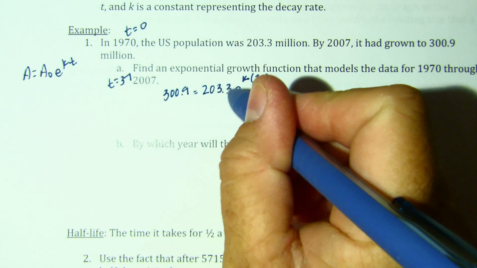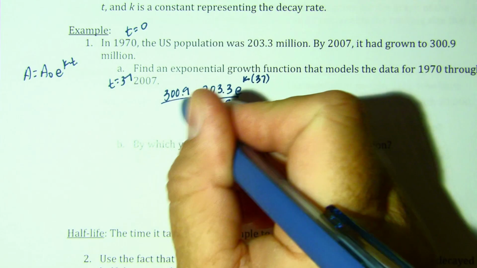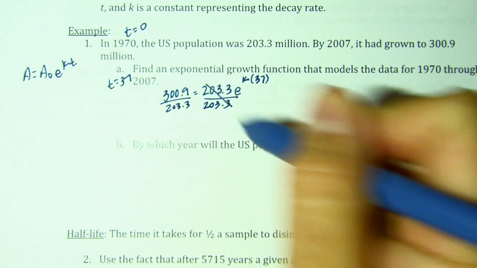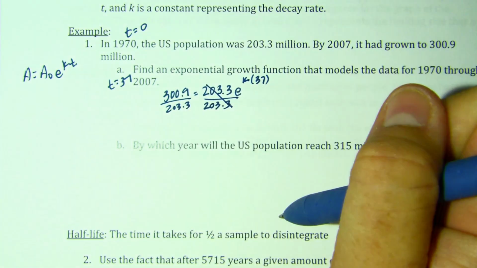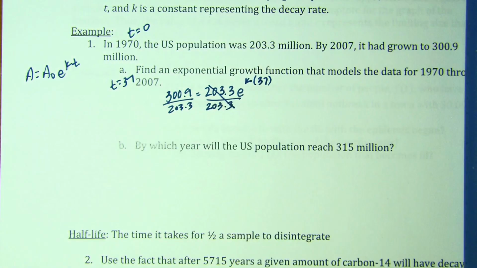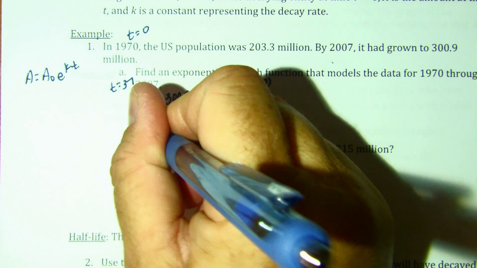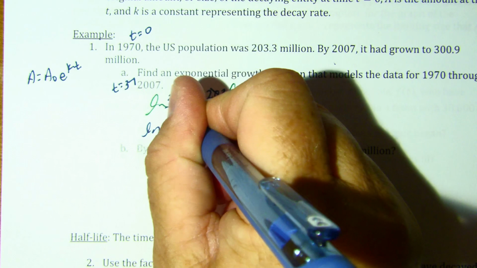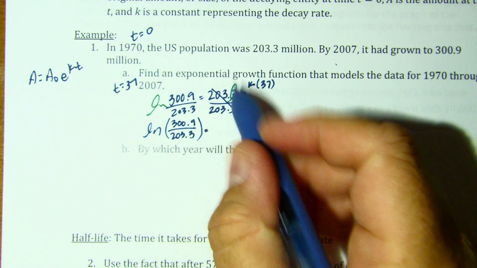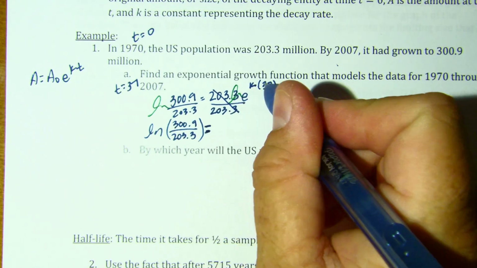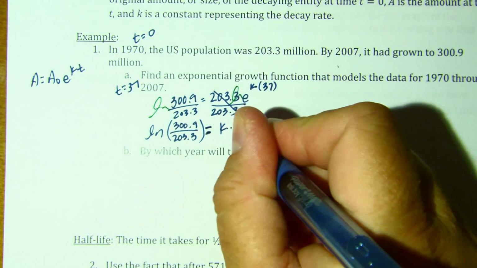So the first thing I need to do is get rid of this coefficient on the e. So I'm going to divide both sides by 203.3. And that's gone now. And then I have 300.9 over 203.3 equals e to the kt power. So what I'm going to do then is take the natural log of both sides. So I have the natural log of 300.9 over 203.3 equal to, and the natural log of e to the k times 37, well, the natural log of e will cancel, and I'll just have k times 37.